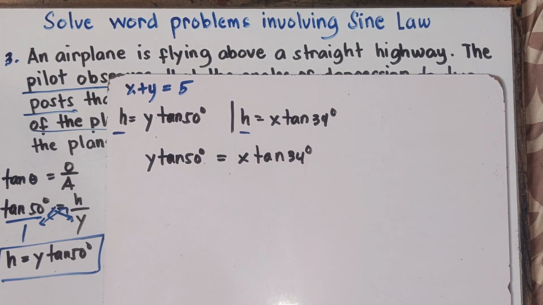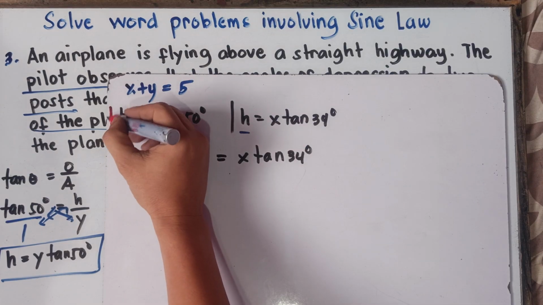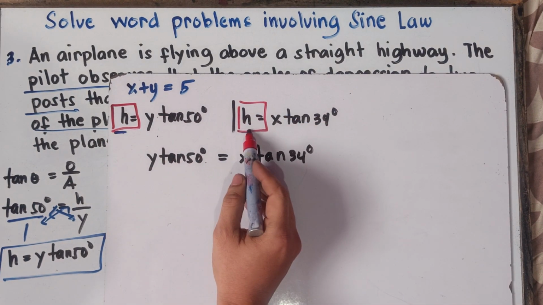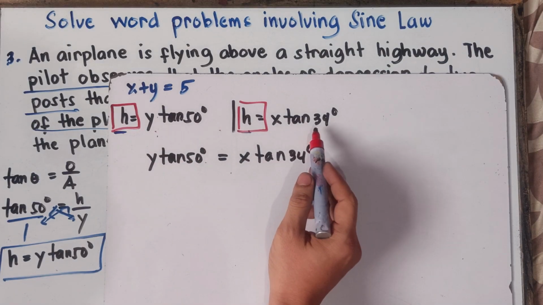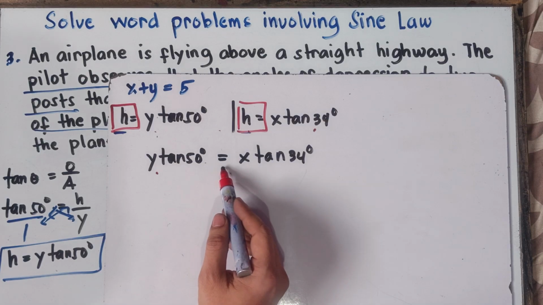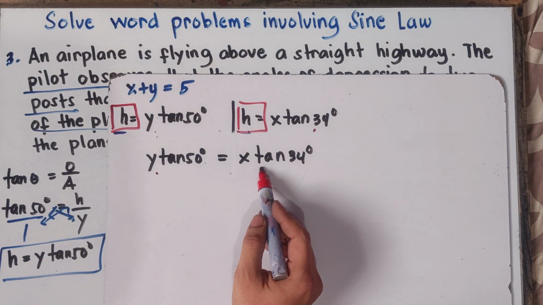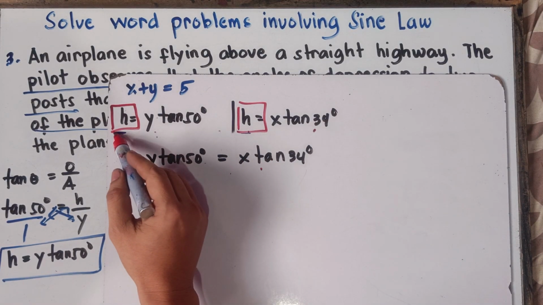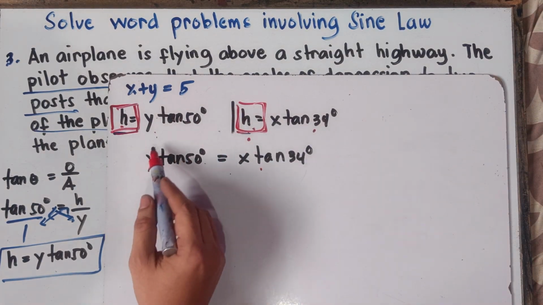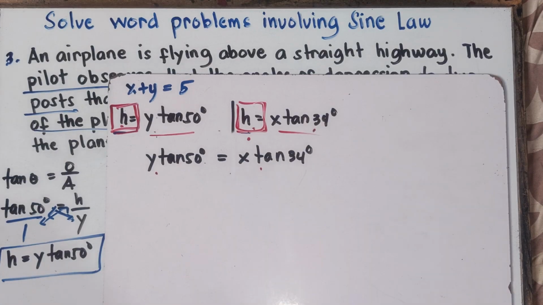Now, you'll be asking the question, why is that, sir? Because we have the same h. We have the same h, therefore, class, we can equate these and say that y tangent 50 degrees is equal to x tangent 34 degrees. As you can see, class, we have the same h, so therefore we can equate this.